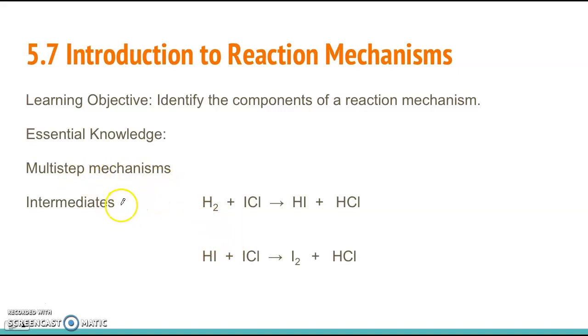One of the first things you want to be able to identify is an intermediate. An intermediate is something in the mechanism that is produced in one step and then is consumed in a later step. So an intermediate is a product in an earlier step and a reactant in a later step. In this case, we have HI. It's a product in this first step and it's a reactant in the second step.